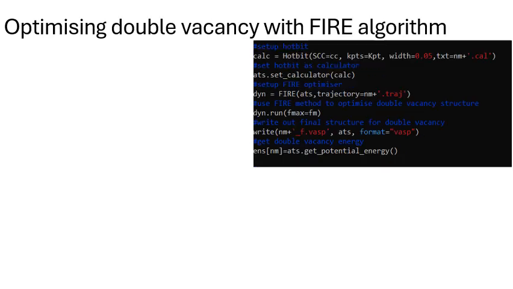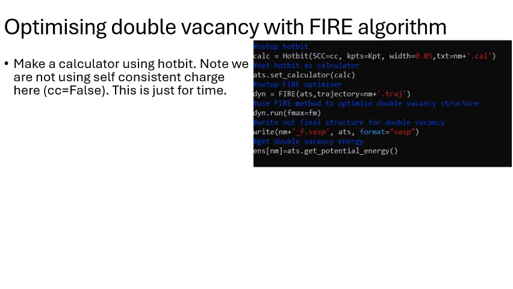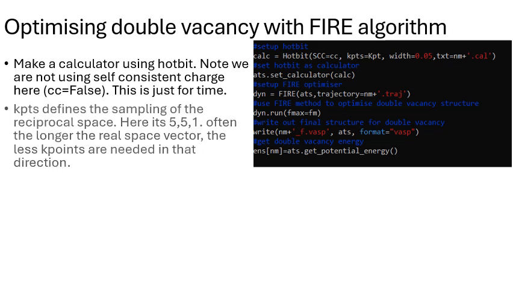For the optimization, we use the FIRE algorithm. First, we make a calculator using hotbit. We're not using self-consistent charge this time around. Accuracy would increase using self-consistent charge, but so would the time these calculations took, and I'm running this on an extremely old computer. I can't do this with DFT. I can do it with DFTB with no self-consistent charge, which is one of the benefits.